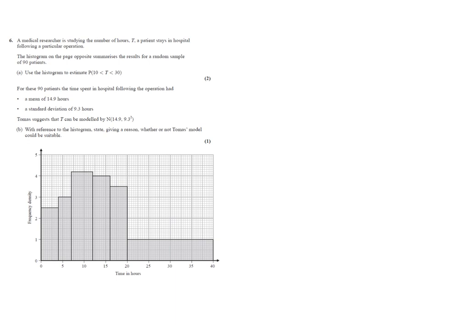Okay, so we're back on familiar ground, histograms. Let's just have a little look at the context, because sometimes later parts do rely on that. So it's all about a medical researcher looking at the number of hours a patient stays in hospital following their operation. They've looked at 90 patients, and we want to use the histogram to find out the probability that a patient stays in, between 10 and 30 hours following their operation.